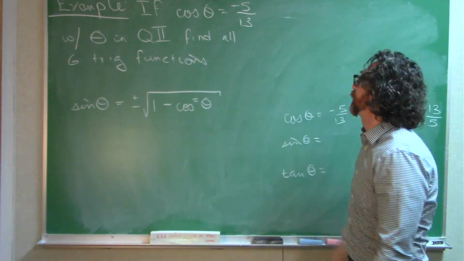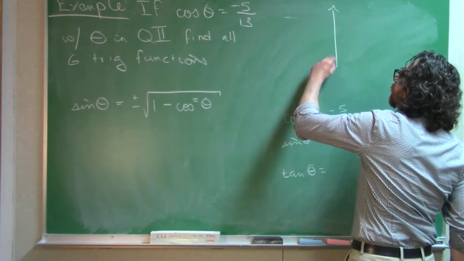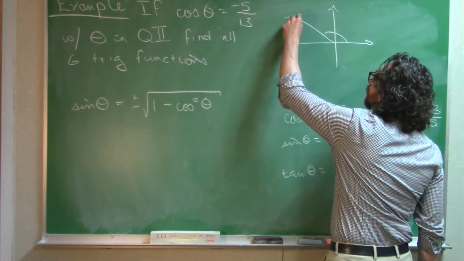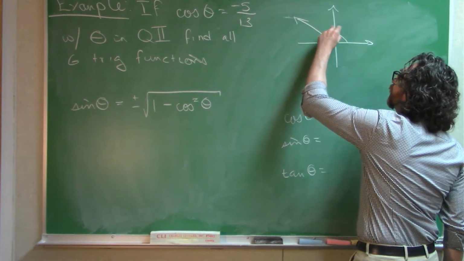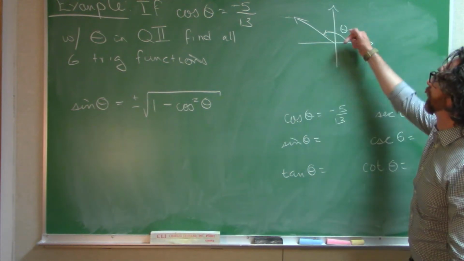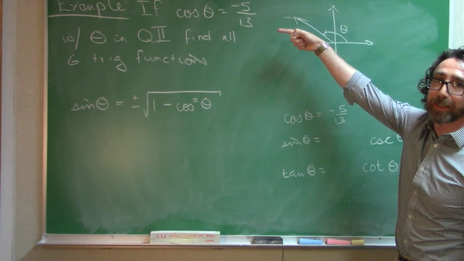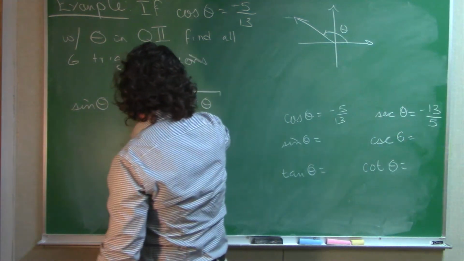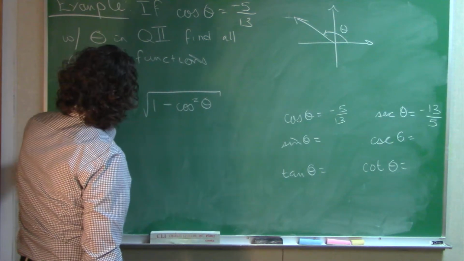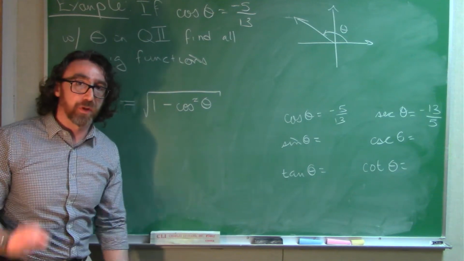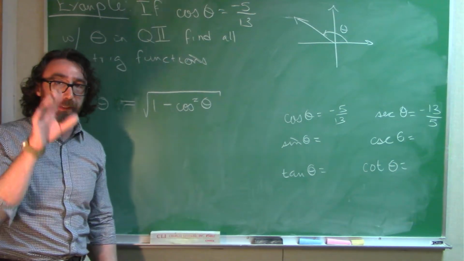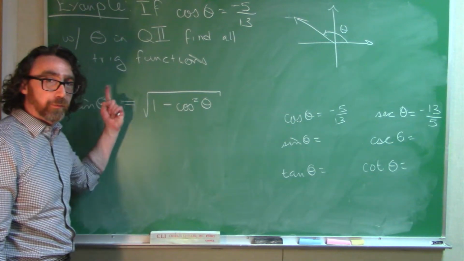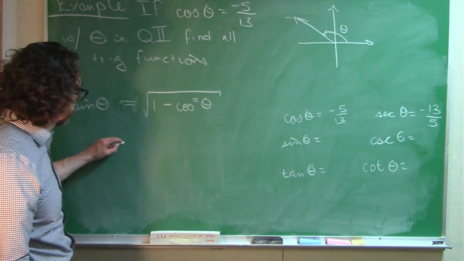I'm in Q2. Angle in standard position, we're right here. Okay, there's theta. Y is positive, x is negative. If y is positive, that means the sine is positive, so I should choose the plus in this case. You got to look at where your angle terminates to determine whether you use the plus or the minus.